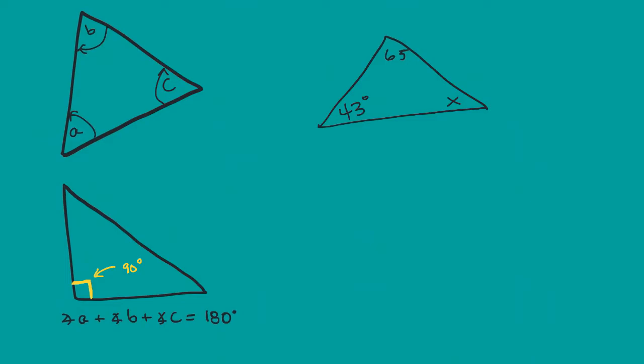Well, we know that the sum of angles in a triangle are going to add up to 180 degrees. So let's write out the sum of all of the angles in a triangle. The first angle is 43. The second angle is 65. The third angle is X. And we know that the entire sum of those is equal to 180 degrees.